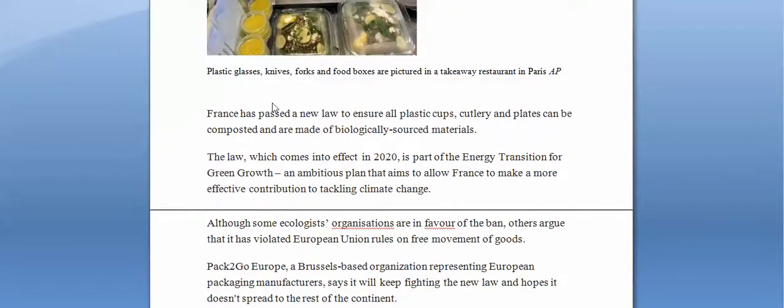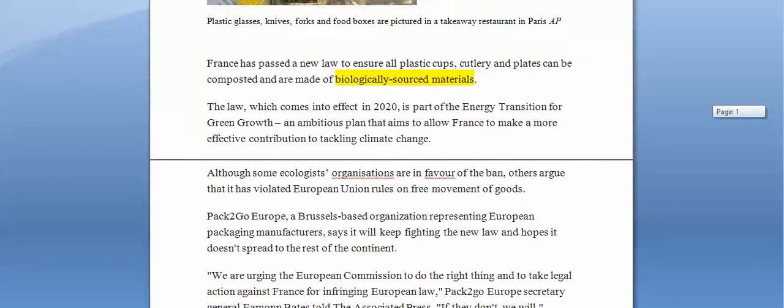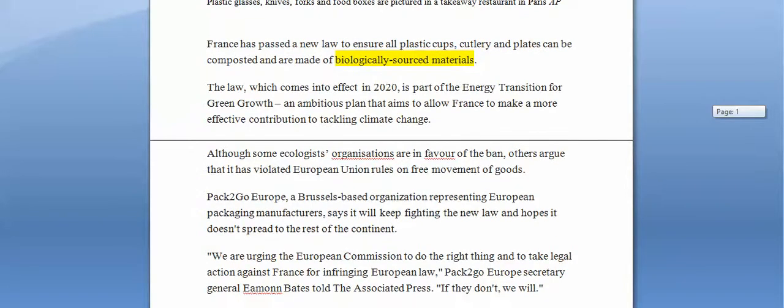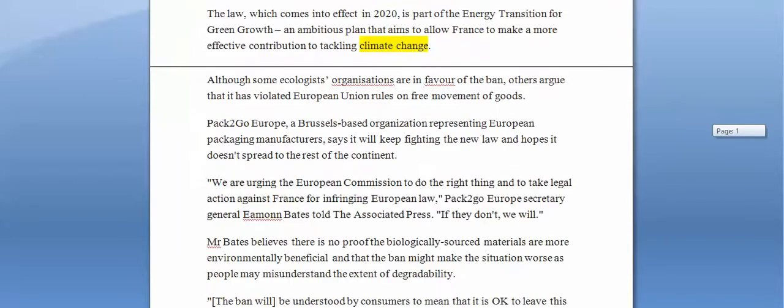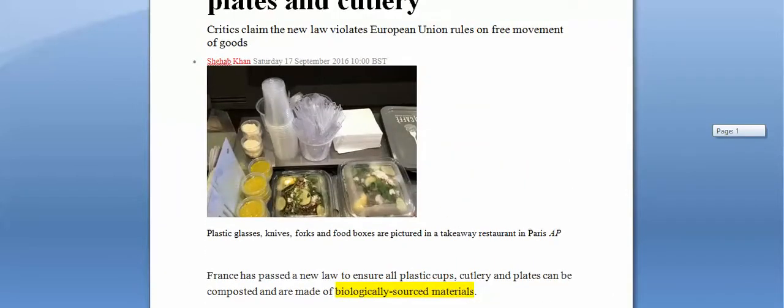Okay, so it's going to ban anything that is made of plastic cups, cutlery, and plates, and anything that is not made of biologically sourced materials. This law comes into effect in 2020, an ambitious plan that aims to allow France to make a more effective contribution to tackling climate change. Okay, so here's our problem. Although ecologist organizations are in favor of the ban, others argue that it violates free movement. So this is the problem and solution that we've highlighted.